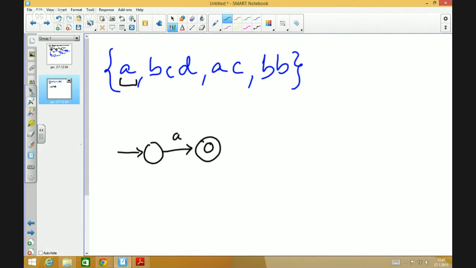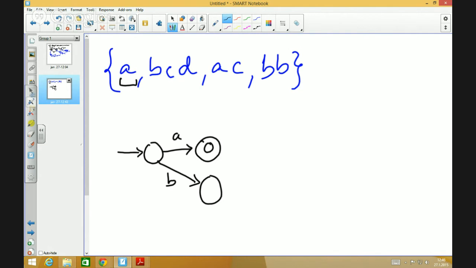Now, what else should we consider as a good first symbol to see? A B. And where do we go with a B? To another state. We need to go somewhere else, because we want to remember that we have seen a B. Now, should this state be an accept state or not? No, because we don't want to accept B, because B is not a string in this language.